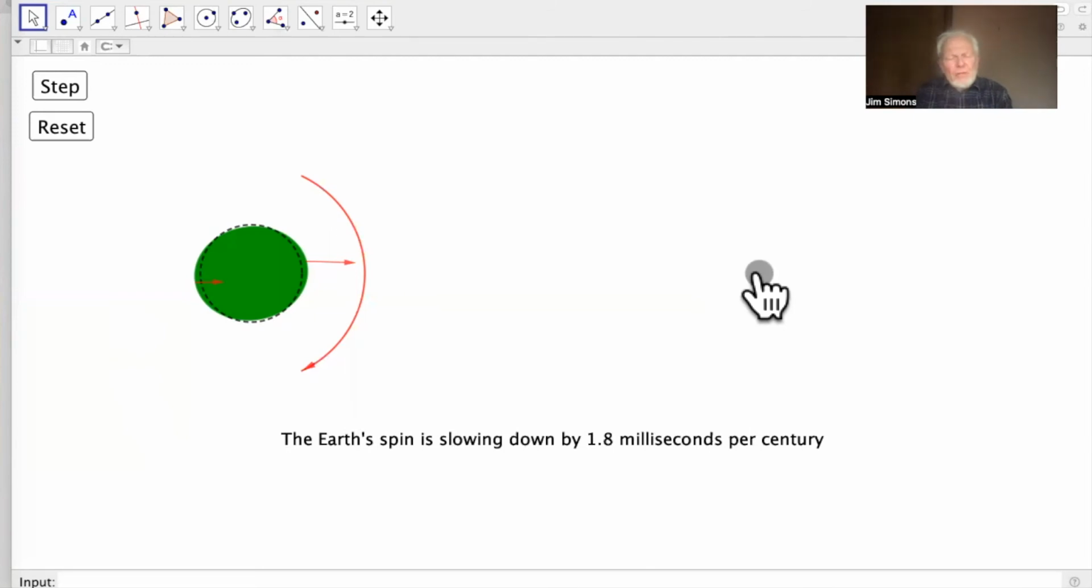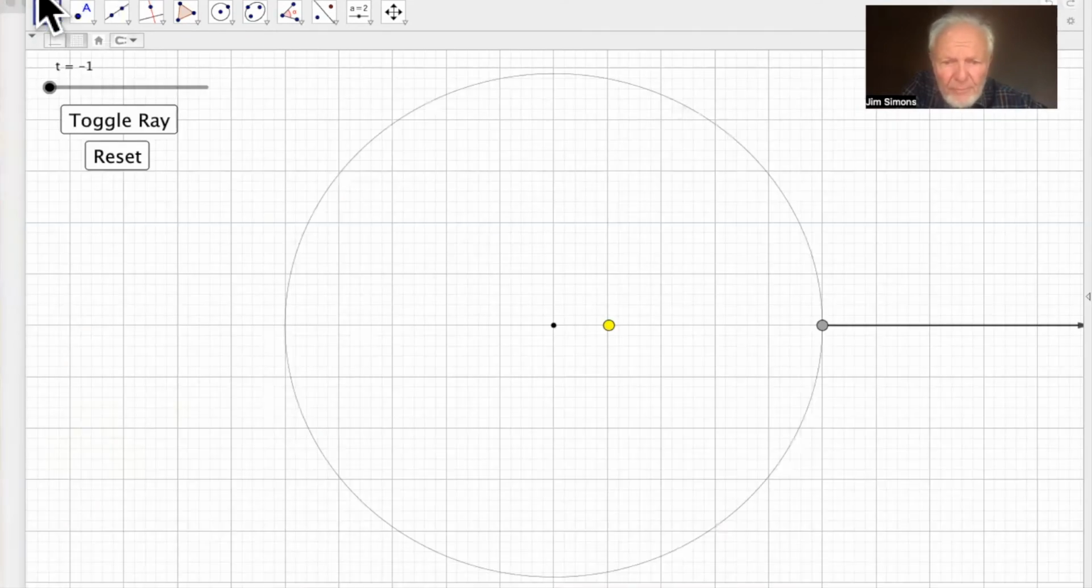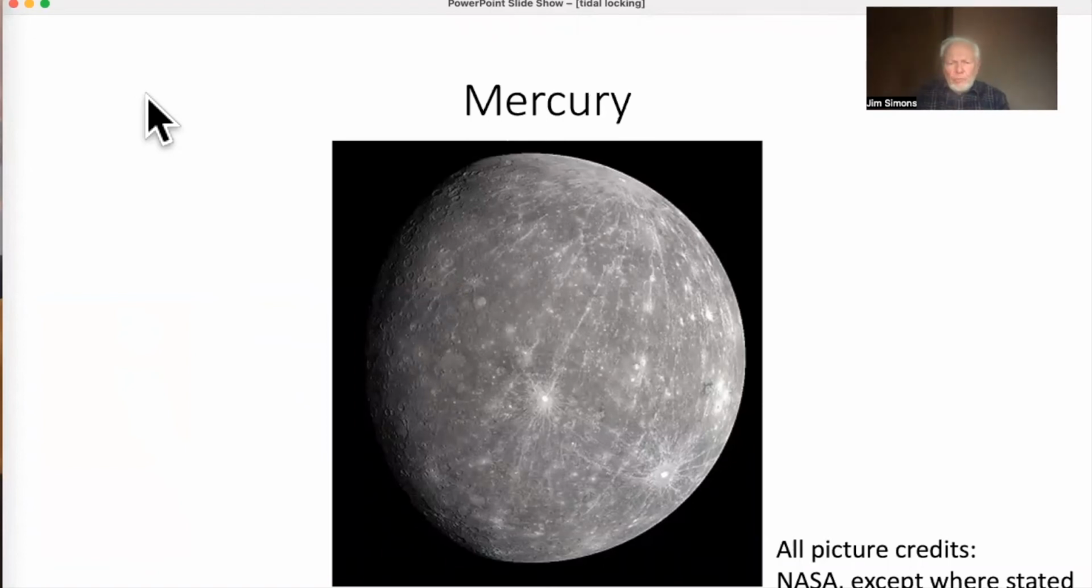Right, now it's not just planets that can slow moons down. The sun can slow planets down. And in fact, it's slowing them all down. The most interesting case is Mercury, because it's a good deal closer to the sun than anything else, and it's also pretty small. So the tidal forces there are pretty big. So here's Mercury. Looks a bit like the moon, doesn't it? In fact, it's not much bigger than the moon.